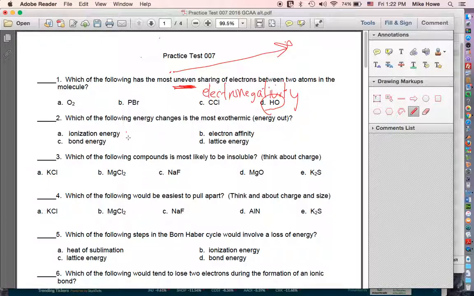The first listed here is ionization energy, and that's the energy to remove an electron. So ionization energy deals with removing an electron. The second, electron affinity, deals with adding an electron. Lattice energy means for the ions to attract, or ions coming together, attracting each other. And bond energy is the energy required to break a bond.